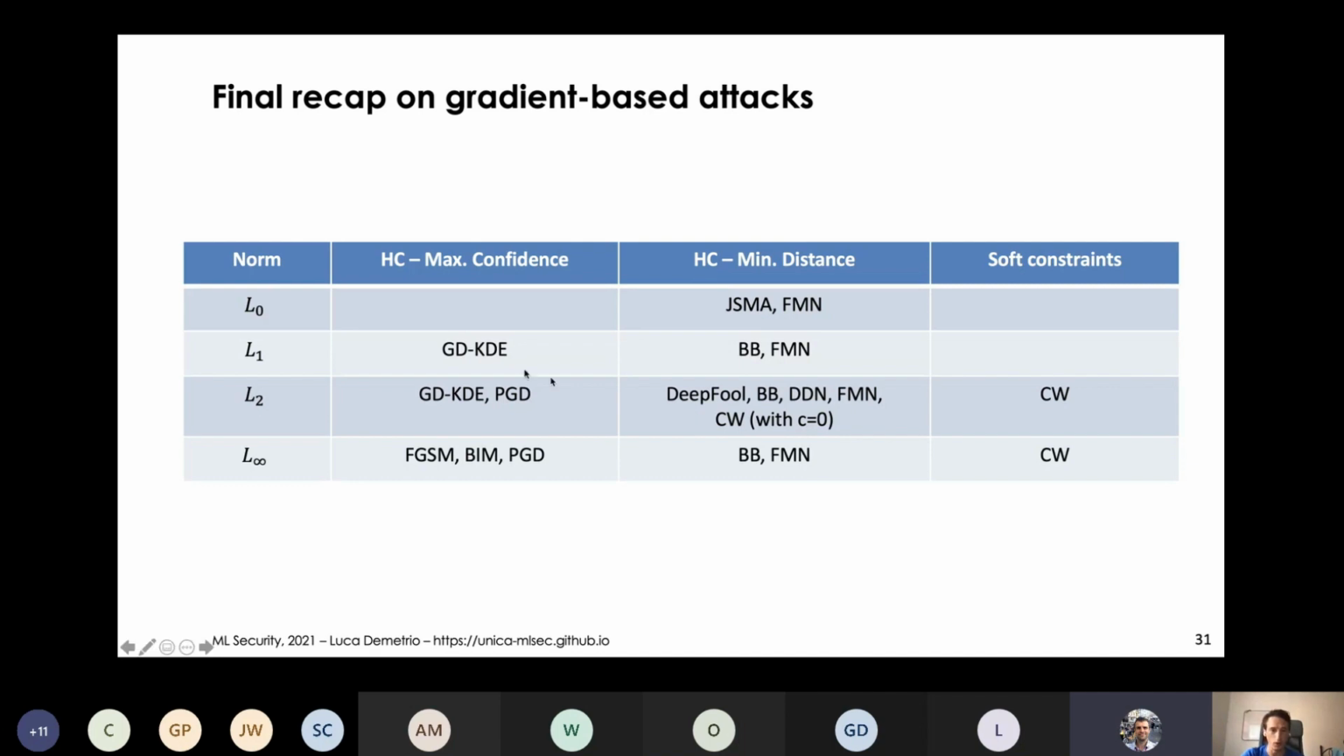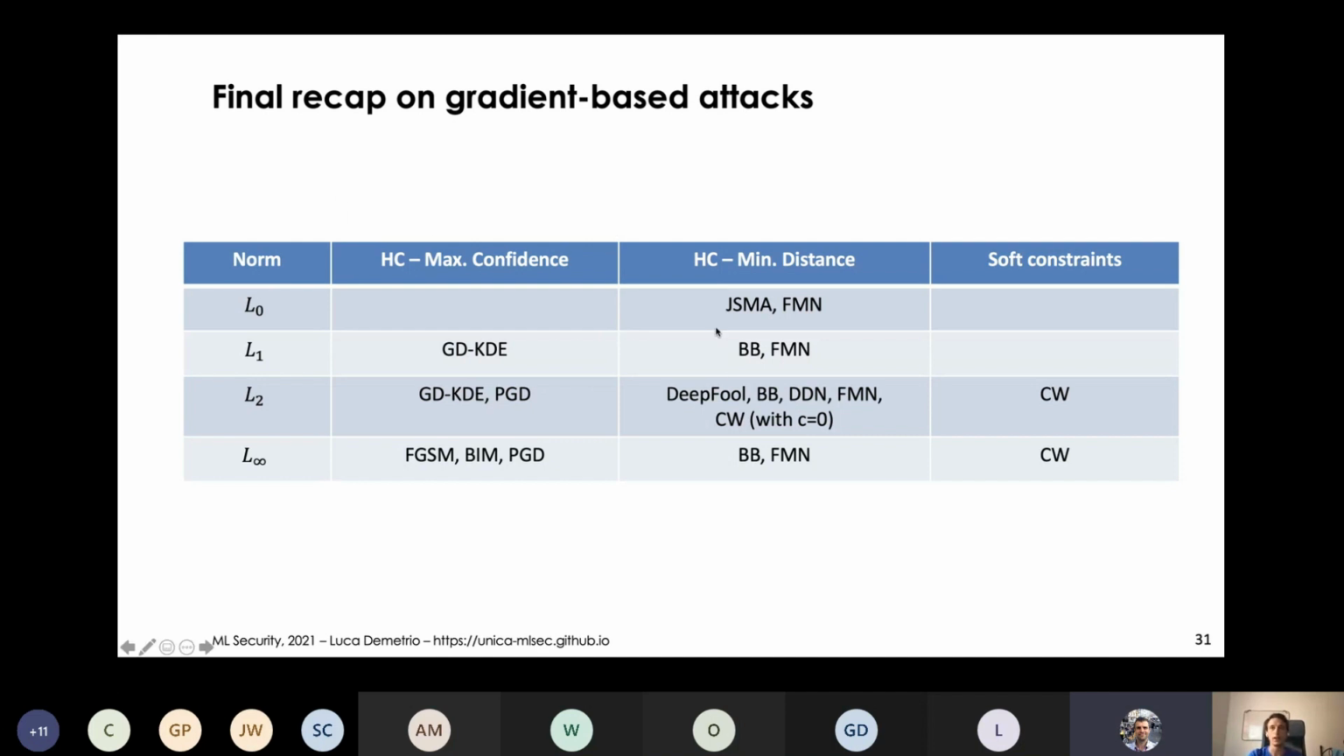Or maybe you just don't care about minimum distance. You just want to enlarge the perturbation as much as you can, but you want to find an adversarial example. So you just want to go for a maximum confidence attack. Then you're going to be happy using any gradient descent technique, like gradient descent with kernel density estimator, or PGD, or even FGSM or its iterative version. So it's really up to you, depending on your goals.